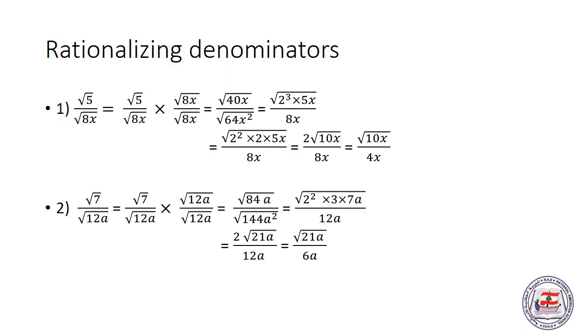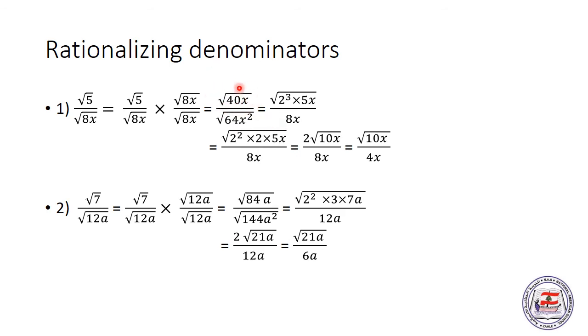Let's move now to more complicated cases in rationalizing the denominators. Number 1, radical 5 over radical 8x. First, as you notice, this fraction cannot be reduced, so we need to remove the radical from the denominator directly by multiplying the numerator and the denominator by the same radical. We get radical 40x over radical 64x squared. 64 is the perfect square of 8, so we can reduce the denominator into 8x.